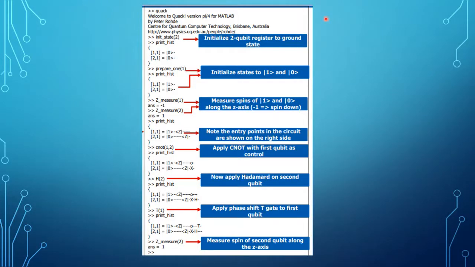Finally, here's an example of sample code running from the Quack quantum simulator. Although the program no longer exists, there's still some code out there that could inspire you to recreate the simulator or improve an existing one.